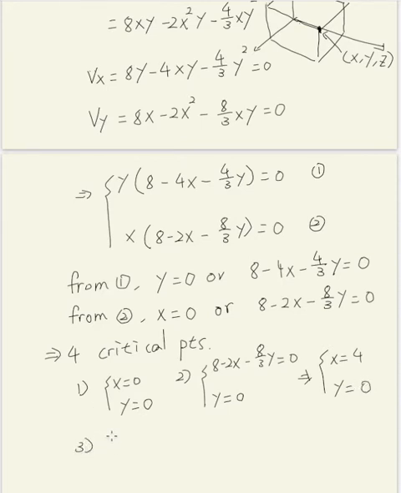All right, the third point, you get 8 minus 4x minus 4 over 3 y equals 0, and then x equals 0.